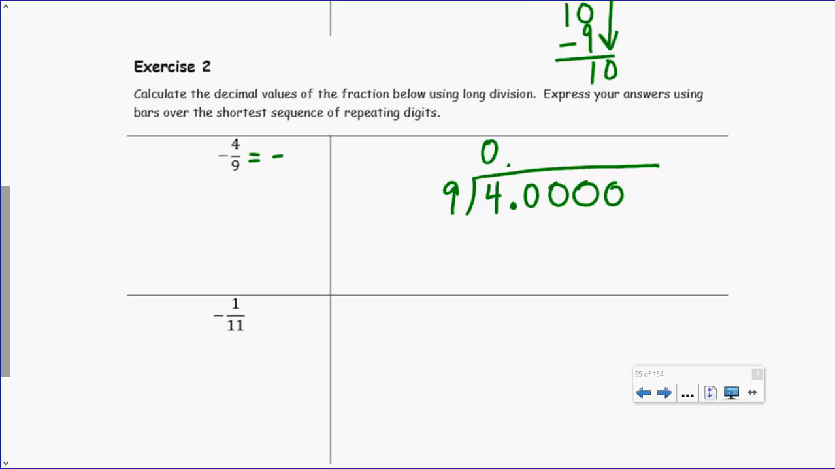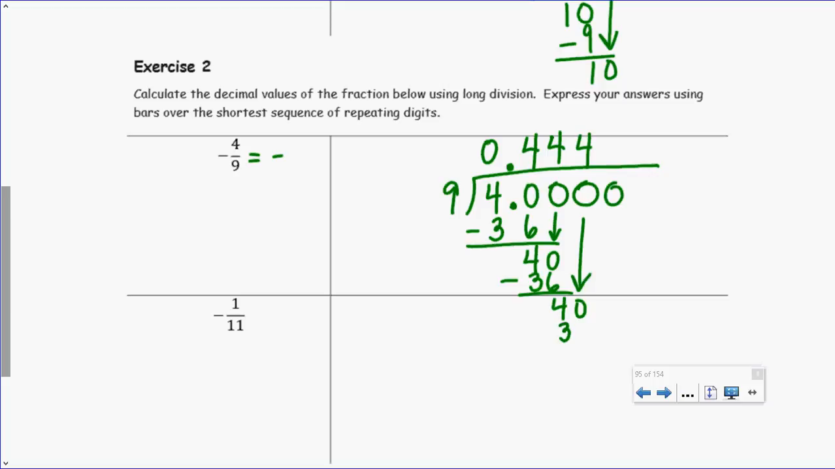9 doesn't go into 4, but it does go into 40. It goes in 4 times, because 4 times 9 is 36. 5 times 9 would have been too much. Okay, if I subtract, I get 4. Bring down the 0. Again, I'm going into 40, so 4 times 9 is 36, subtract, get 4, bring down the 0.